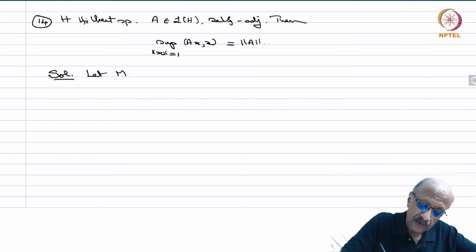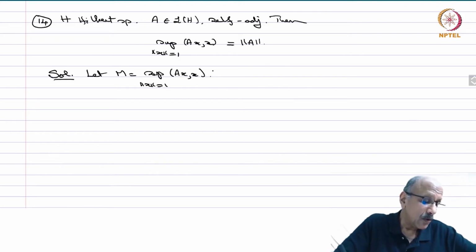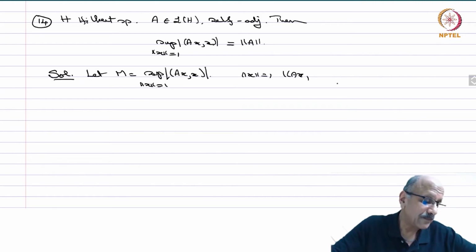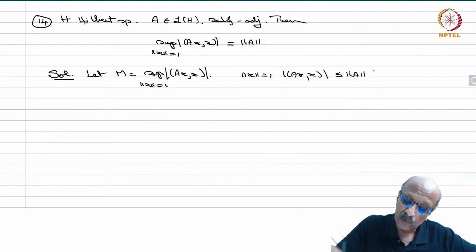let M equal sup over norm x equal to 1 of mod A(x,x). Okay. So if norm x is equal to 1, then sup of mod A(x,x), excuse me, very important. Mod of A(x,x) is less than or equal to norm A into norm x square, which is equal to 1, and therefore you have that M is less than or equal to norm A.